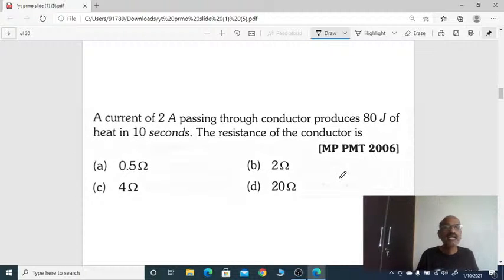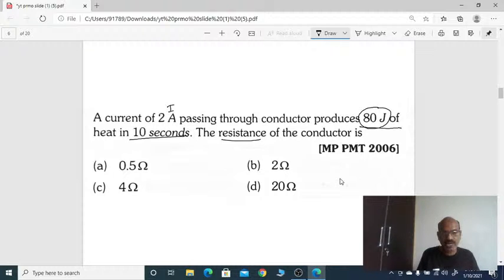A current of 2 ampere passing through a conductor produces 80 joule of heat in 10 seconds. The resistance of the conductor is, try to understand the question. Current is given, 2 ampere passing through the wire, it produces 80 joule of heat, so H is also given, in 10 second, time is given, resistance is the question. Yes, try now.